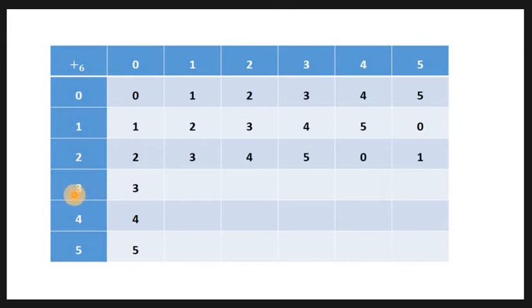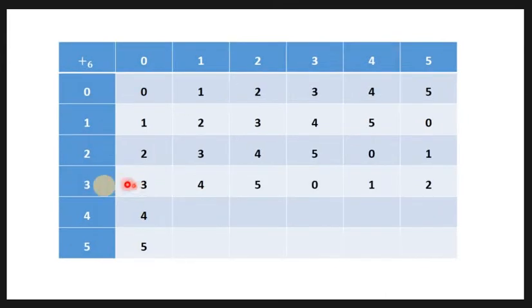Fourth row, the leading element is 3. 3 plus 1 is 4. 3 plus 2, 5. 3 plus 3 is 6 again. Whenever you get 6, you must write 0. Then 3 plus 4, 7. That is 7 minus this 6, you get 1. And 3 plus 5 is 8. 8 minus 6 is 2. 2 is the remainder. Remainder has to be filled here.